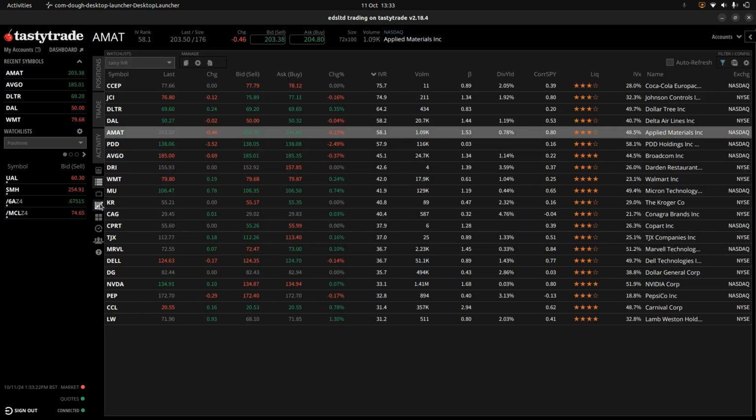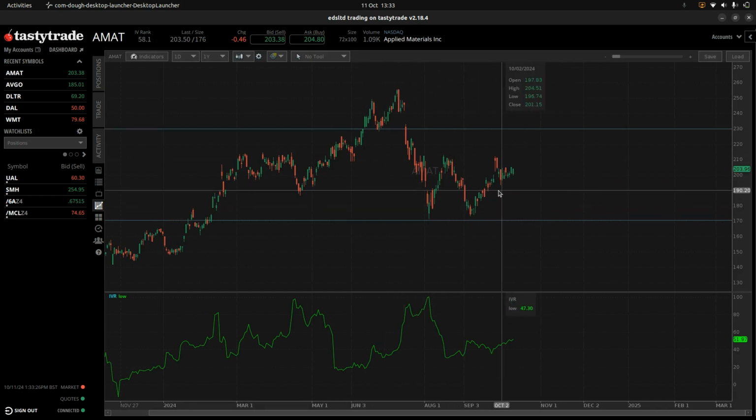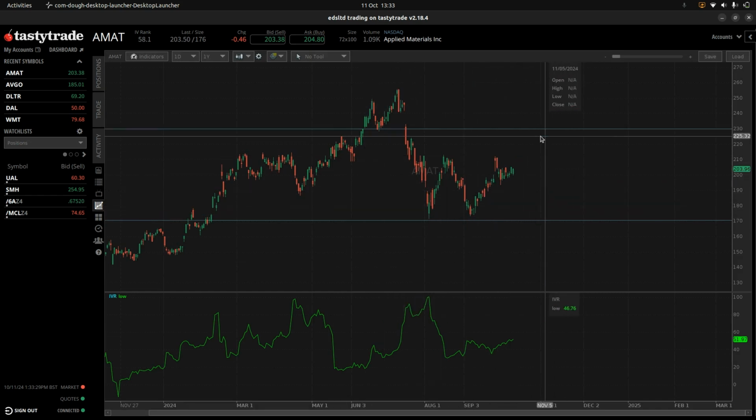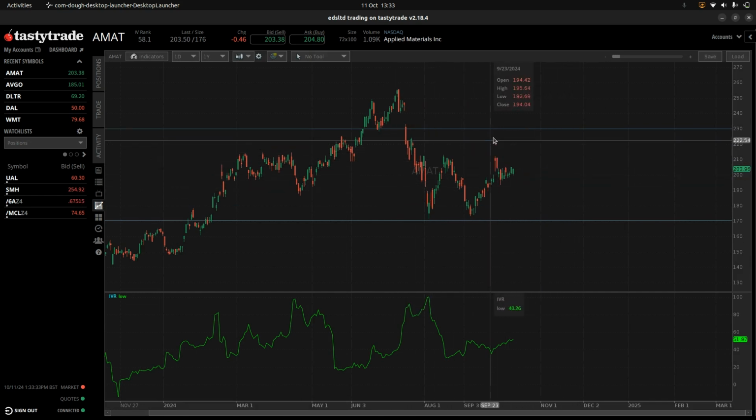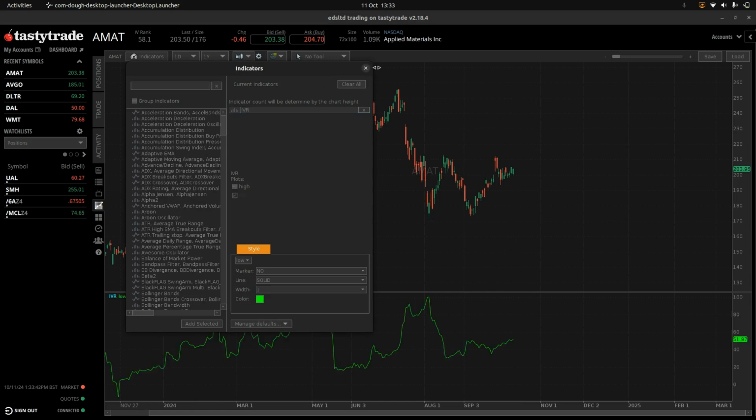We can have a look at AMAT. AMAT, as you can see here, we have actually mocked up a position before. And as you can see, the position that we mocked up, price has respected our strikes. AMAT is actually really nice to trade. I think let's go with AMAT. If it isn't broke, don't fix it.